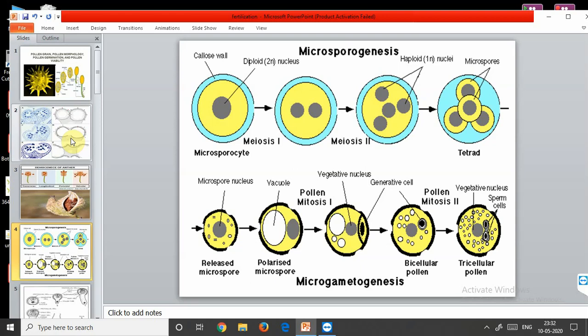Now this condition is achieved. This means that the pollen grains are mature enough to perform pollination, because they are now in that stage, the bicelled and the binucleate stage. The development of the gametophyte takes place inside the pollen grain, and it is also called the endosporic development.